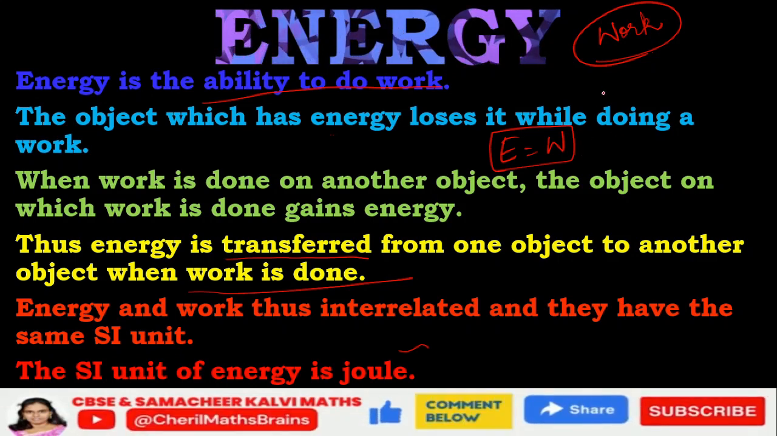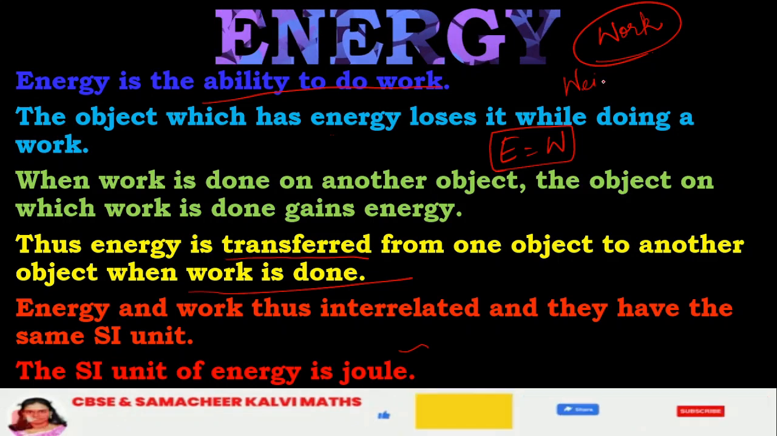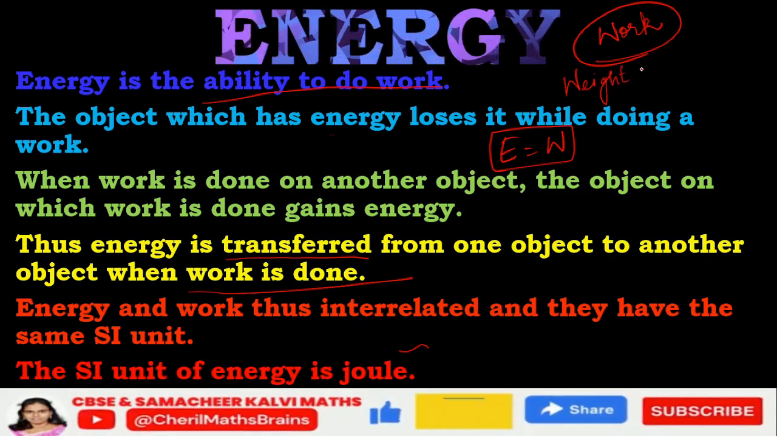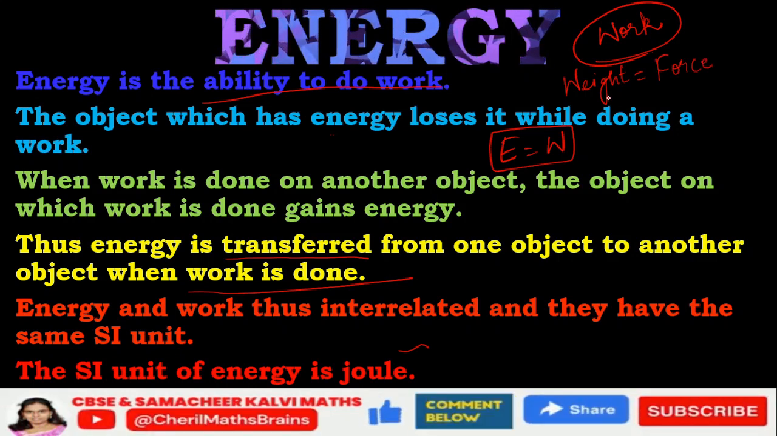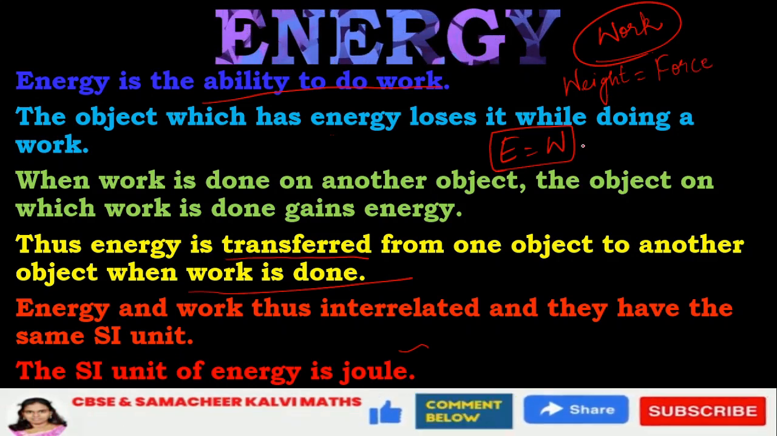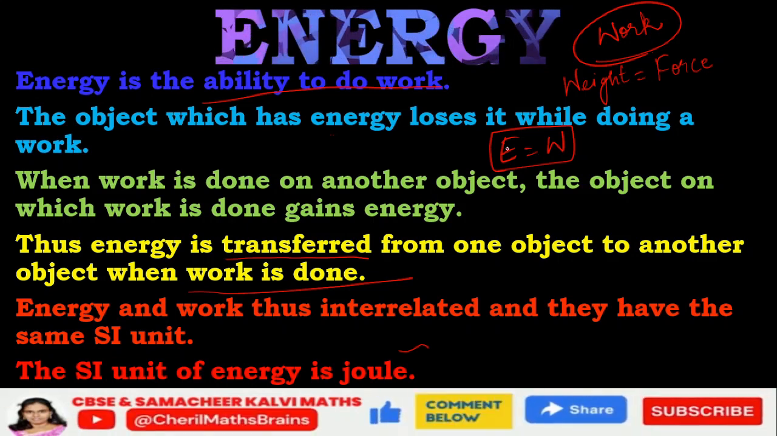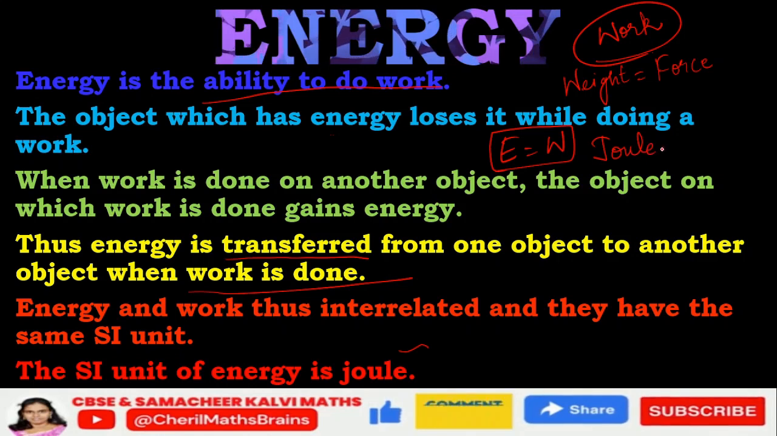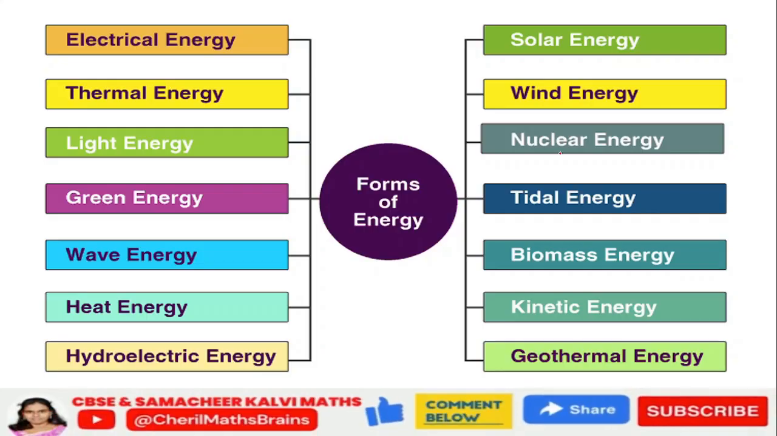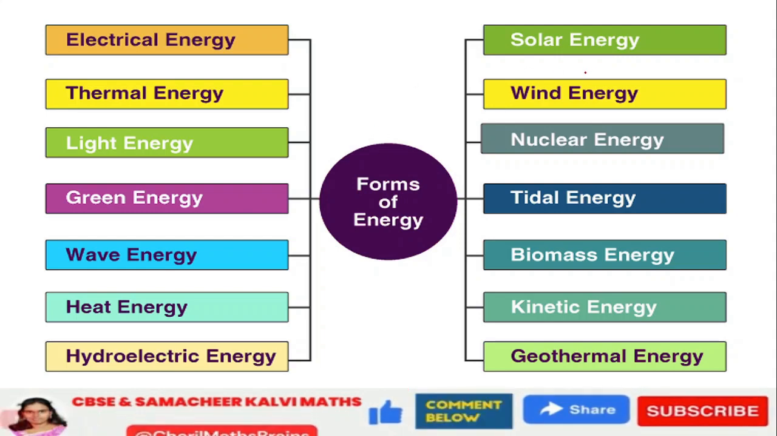It is something similar to what you learnt in your second unit, where weight is nothing but the force. So that is something similar here. Energy and work are interrelated and they have the same SI unit, that is joule. Is it clear, children? So this is about energy, and we have various forms of energy.